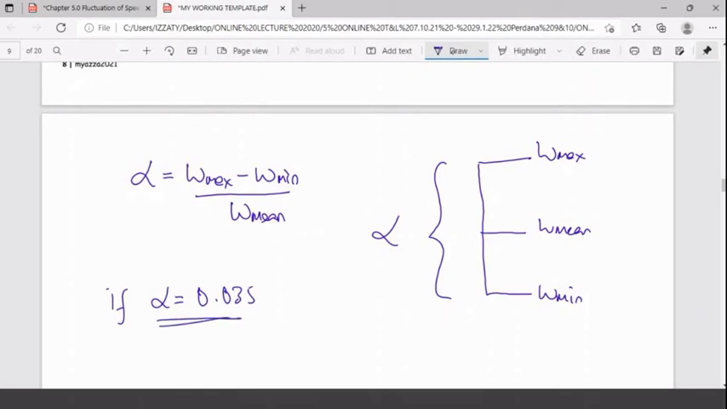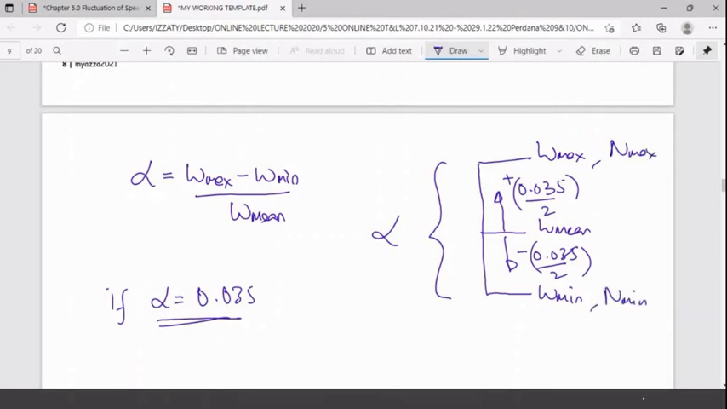It simply means that you must have 0.035 divided by 2, and you have this one also 0.035 divided by 2. Correct or not? This one will give you positive, and this one will give you negative. If you put this one n maximum, this one you can put n minimum. It is the same.